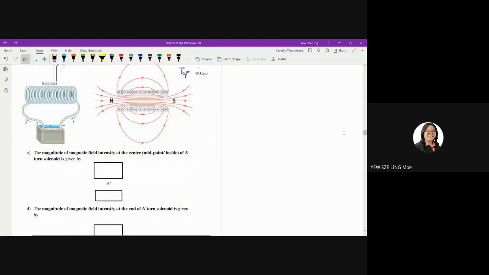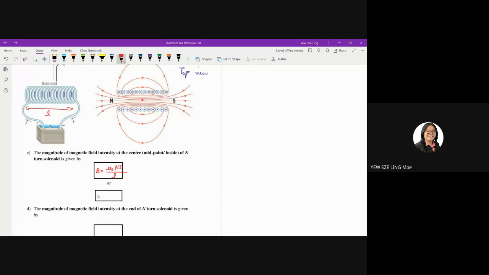Then for solenoid, you have two types. One is you determine the magnitude of the magnetic field intensity at the center, at the midpoint, or inside the solenoid. It is given by the equation B equals mu naught N capital I divided by L, the length of the solenoid. So this is your L, length of a solenoid. When it comes to solenoid, you focus more on the length. So mu naught N I over L.